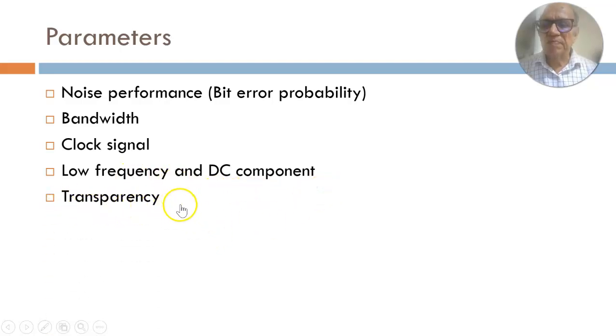Then transparency. So we have said that there are certain signaling methods from which the clock can be extracted. Now this clock will have a certain amplitude, and if the amplitude depends on the pattern of the incoming bits, remember it's an information carrying signal, so the pattern of the bits is going to be random. And if the pattern is such that the clock component amplitude goes on reducing, then it's not good. Then we say that the signal is not transparent.